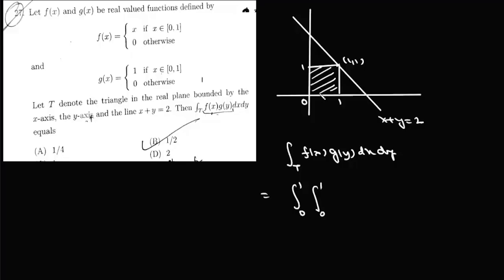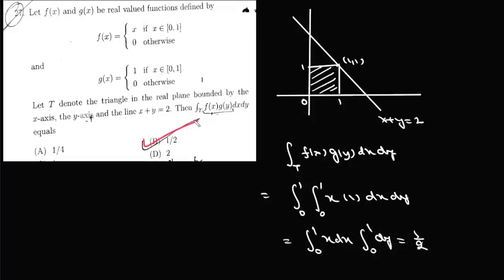Now in 0 to 1, f(x) is simply x and g(y) is simply 1, and that will be dx into dy. So we can write this as integral 0 to 1 x dx, and then integral 0 to 1 dy, which is x square by 2, and that will be 1 by 2. So the answer to this question is option B.